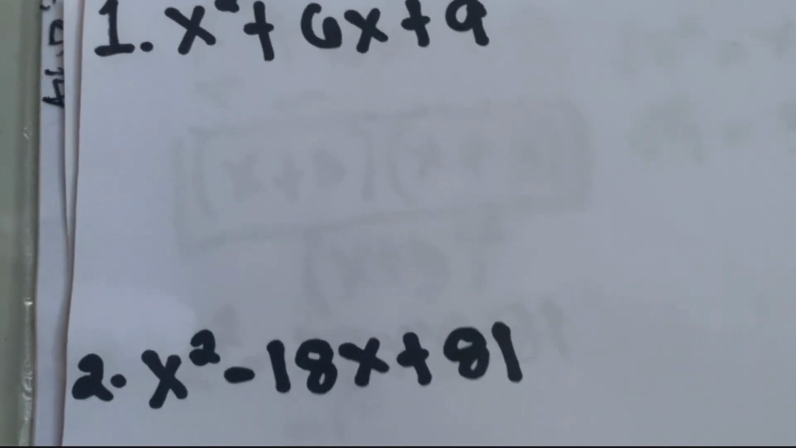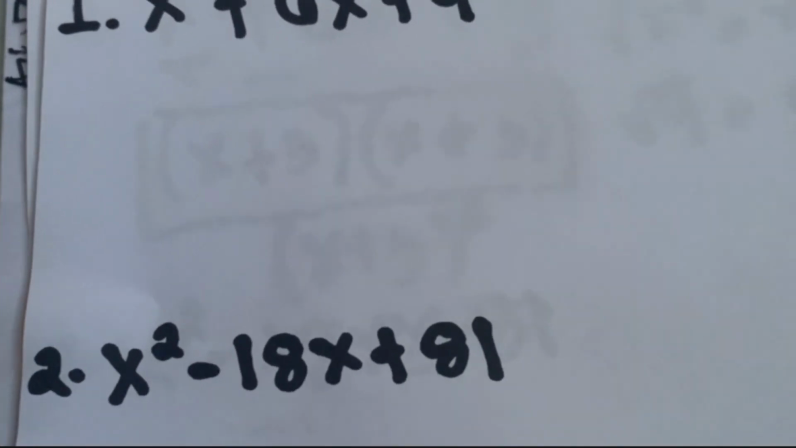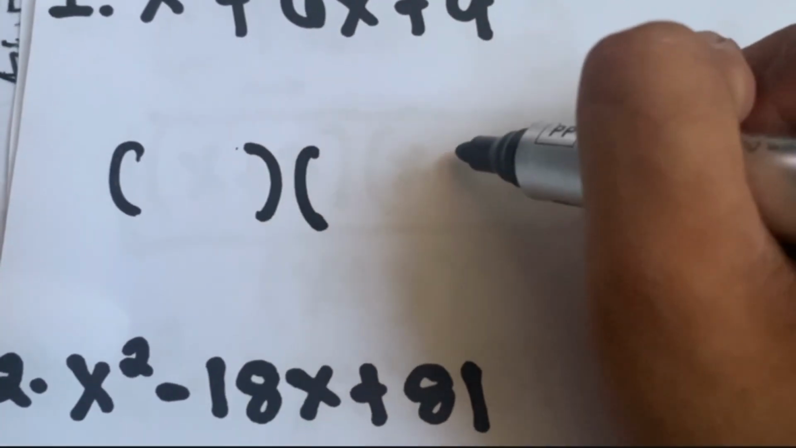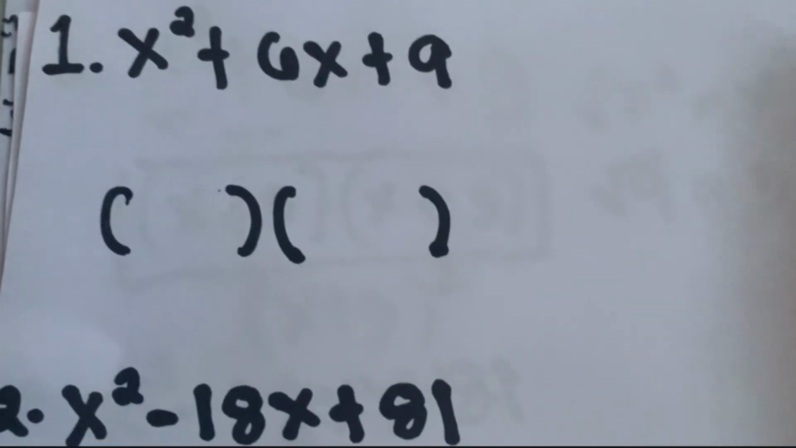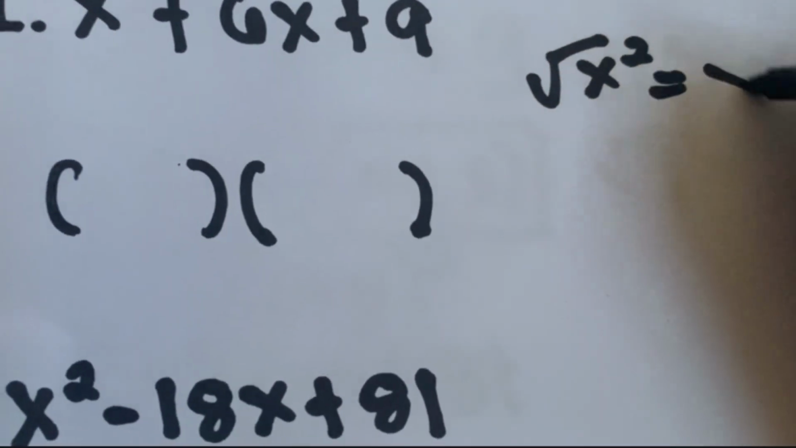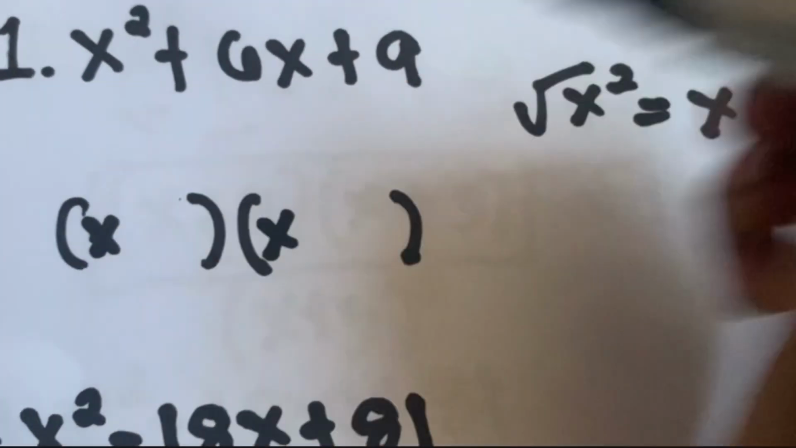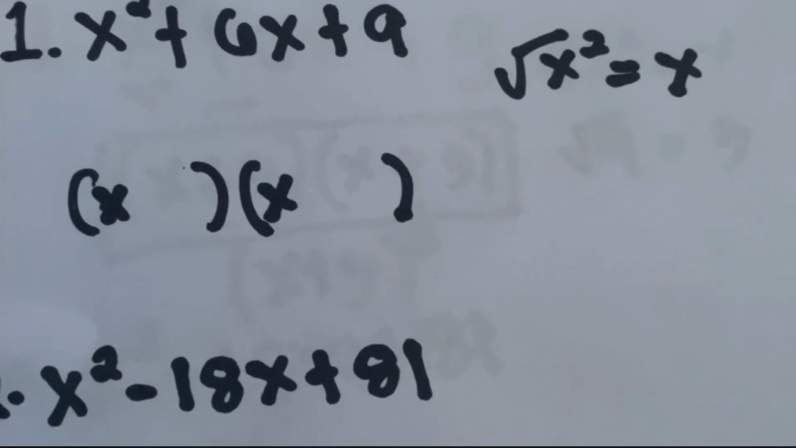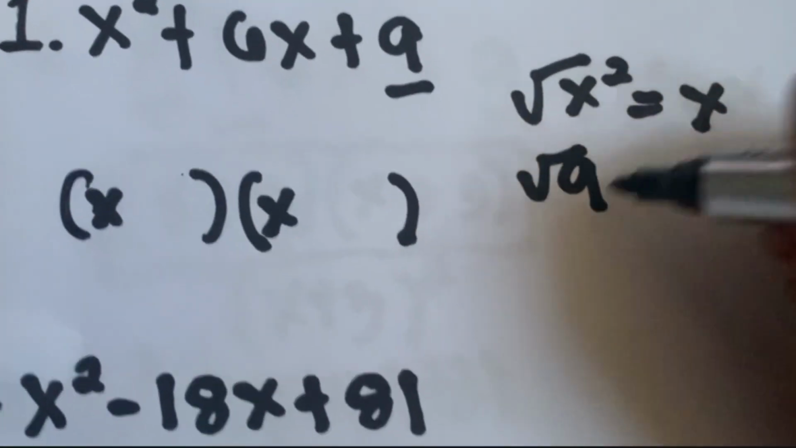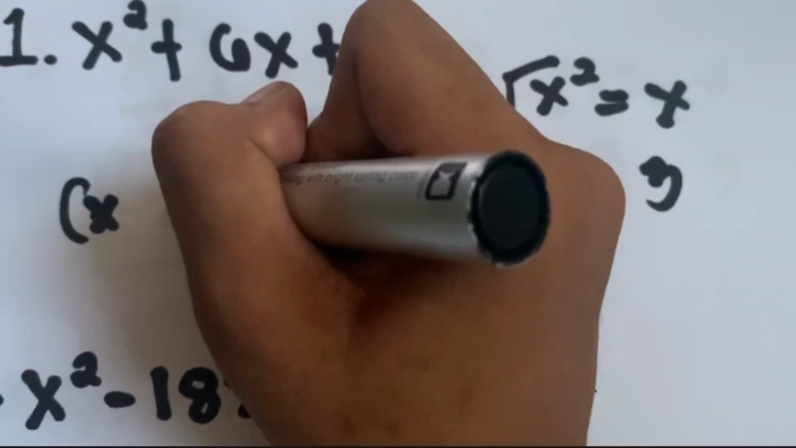Now we are ready to get its factors. First, prepare two sets of parentheses. The square root of x squared is equal to x, so we put x and x here. Now for the last term, which is 9, the square root of 9 is equal to 3. So our last term is 3.